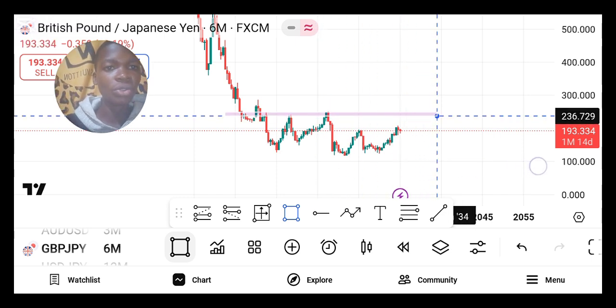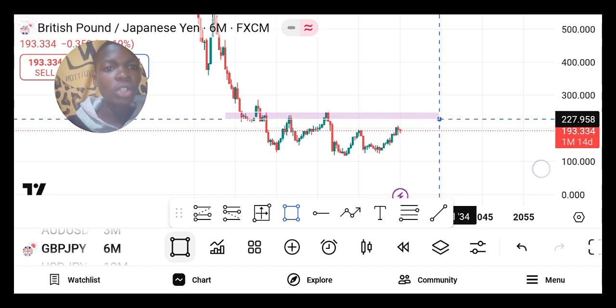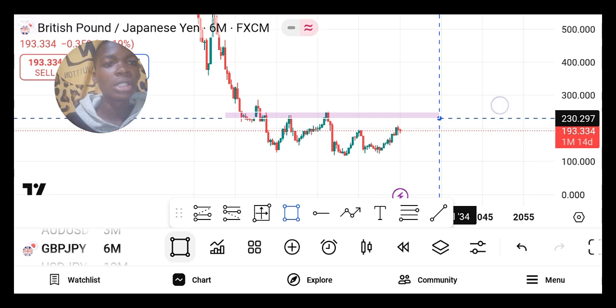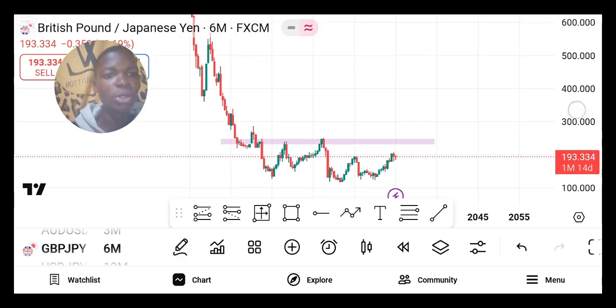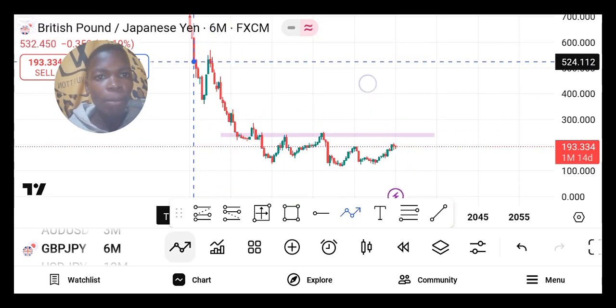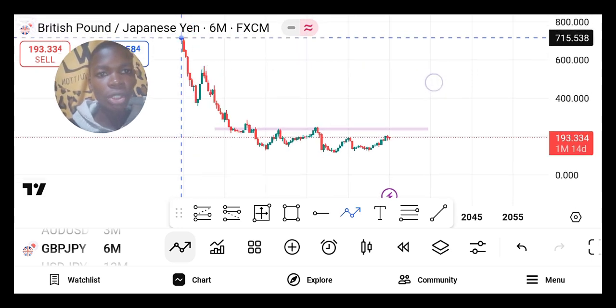Don't forget, I'm going to teach you very clearly what makes a zone valid and what makes it not valid. So you can see here, guys, this zone I marked here. I'm going to show you what makes these zones valid. So guys, don't forget, you can see we got it all the way here.